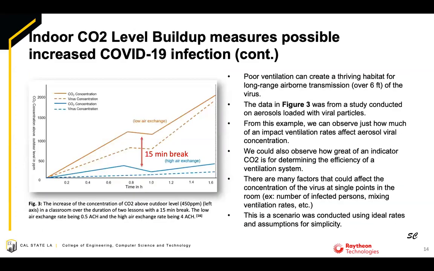Poor ventilation can be associated with higher risks for airborne transmission. From the data in figure 3, we can observe how our CO2 levels have a closely linear relationship to viral concentration, where higher CO2 equates to higher viral particles in the air. We can see how our ventilation contributes to these values, where a classroom with high air exchange had lower CO2 concentration and thus lower viral particles were present. Knowing this, CO2 monitoring is a vital tool to measure the probability of COVID-19 transmission.